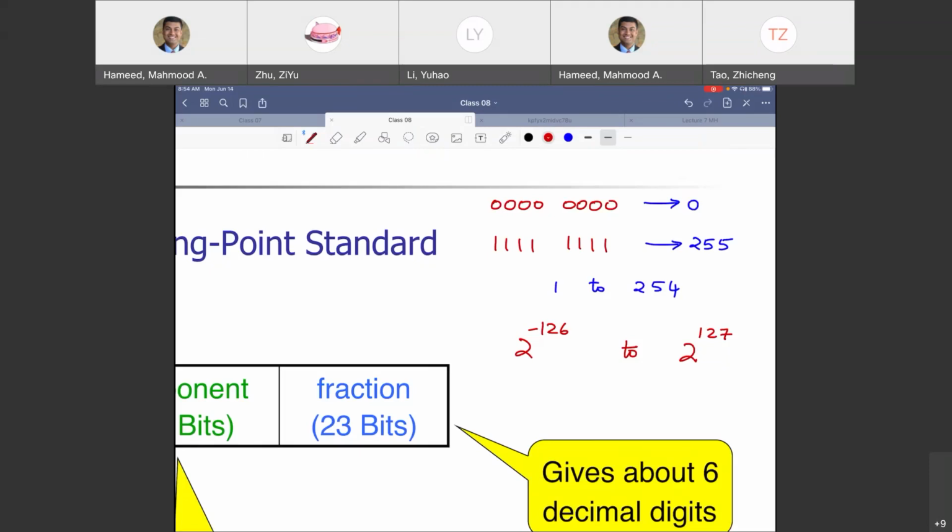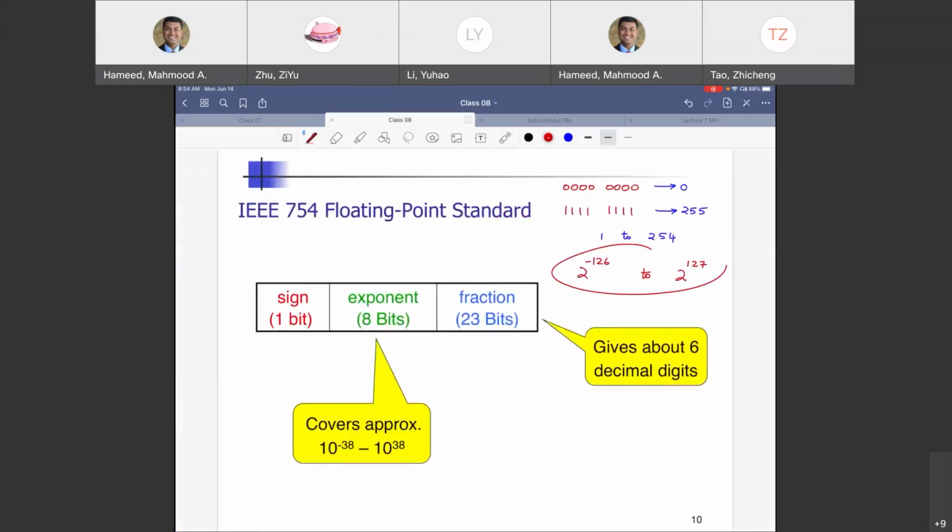When you convert this to decimal, what do you get? A power of 2, when you actually convert it to power of 10, will approximate to that range, 10 raised to negative 38 to 10 raised to positive 38. So you would think that it is pretty good, right? That's a pretty good range, right? And with 23 bits, actually with 24 bits, you are getting about 6 decimal digits of precision. So that's also pretty decent.